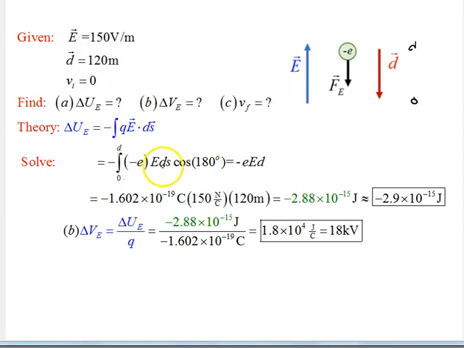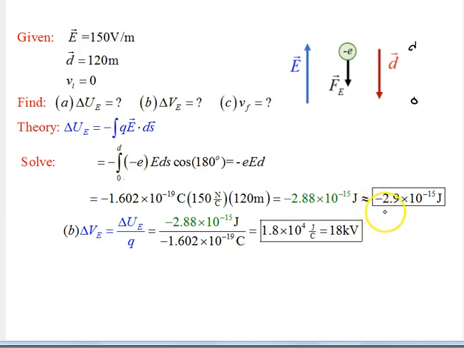And this, our elementary charge and our uniform electric field, can be pulled out of the integral. So this integral of ds just becomes d. Substituting in all of our givens, we can solve that we do end up with negative, to 3 significant digits, 2.88 times 10 to the negative 15 joules.